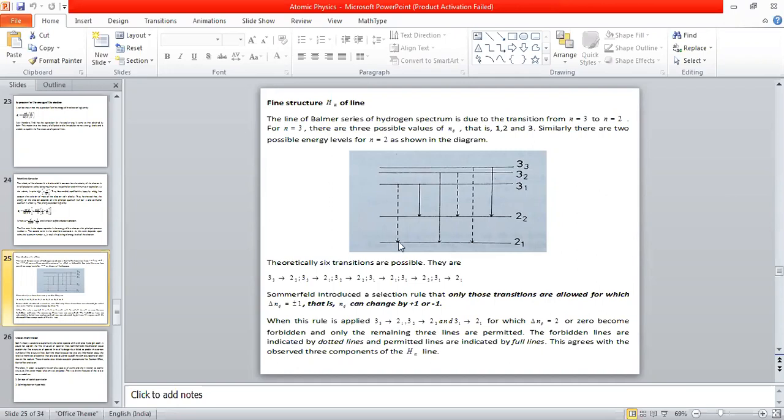So therefore the first transition from 3-1 to 2-1 is not allowed. It is forbidden because for this particular transition, delta n5 is not plus or minus 1, it is 0, because it is from 3-1 to 2-1, 1 - 1 is 0.